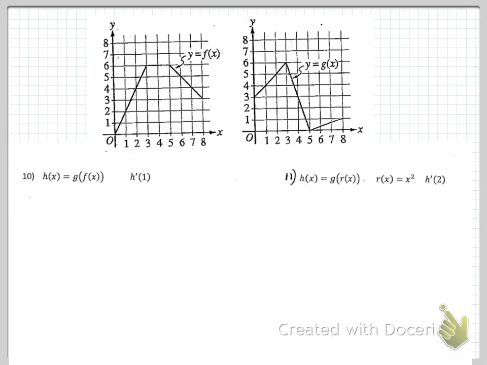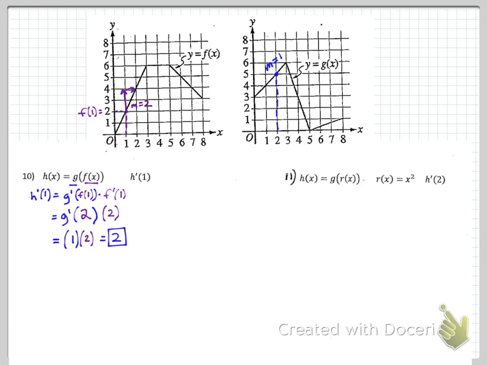Moving on, let's try to do the next one. We do need the chain rule here. So we're going to find first g prime of f of 1 times f prime of 1. For this, f of 1 is 2. So we're going to need to calculate g prime of 2 now, times f prime of 1. Well, the slope here, rise over run, is 2. So that's just going to be 2. G prime of 2 means the slope at 2, and that has a slope of 1. So the derivative of that is 1. So our final answer is 1 times 2, or just 2.